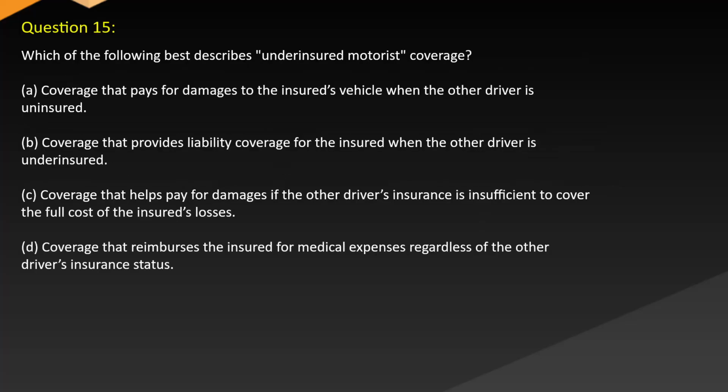Question 15. Which of the following best describes underinsured motorist coverage? A. Coverage that pays for damages to the insured's vehicle when the other driver is uninsured. B. Coverage that provides liability coverage for the insured when the other driver is underinsured. C. Coverage that helps pay for damages if the other driver's insurance is insufficient to cover the full cost of the insured's losses. D. Coverage that reimburses the insured for medical expenses regardless of the other driver's insurance status.